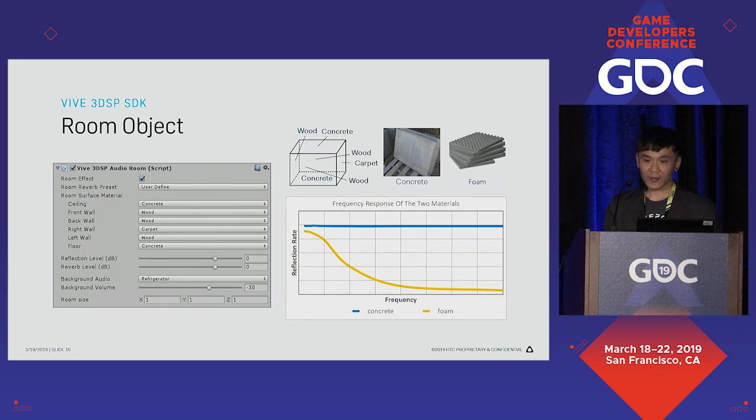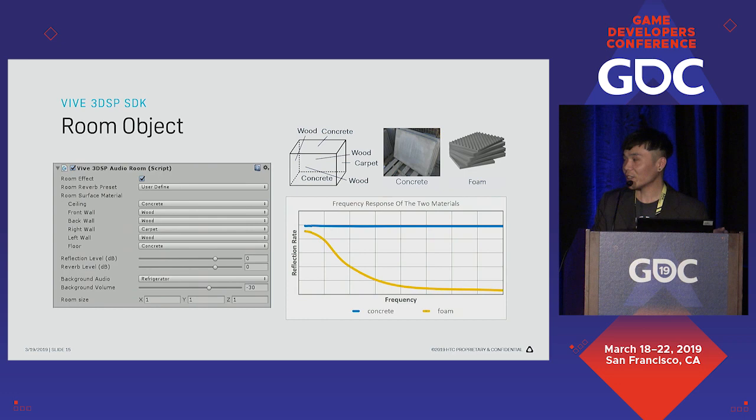Okay, and this part is about the room object. By this object, you can quickly build a sound environment like the picture on the top. Different materials can be set on different walls, and different materials mean different sound responses. For example, this chart shows the sound reflection rate in different materials, concrete and foam. And then you can see the sound response is very different in both of them.